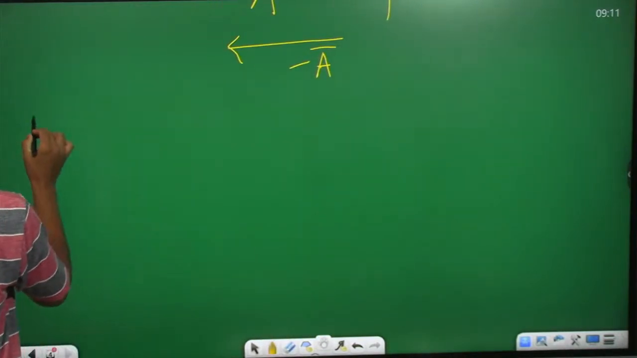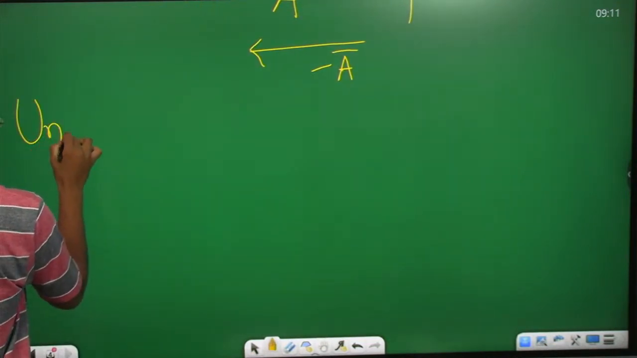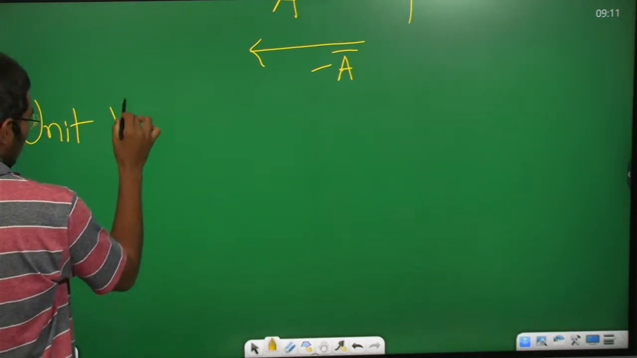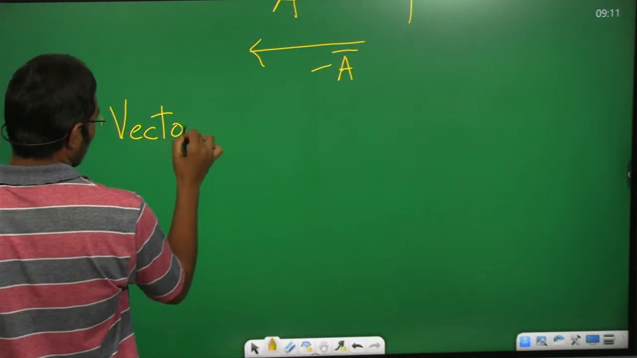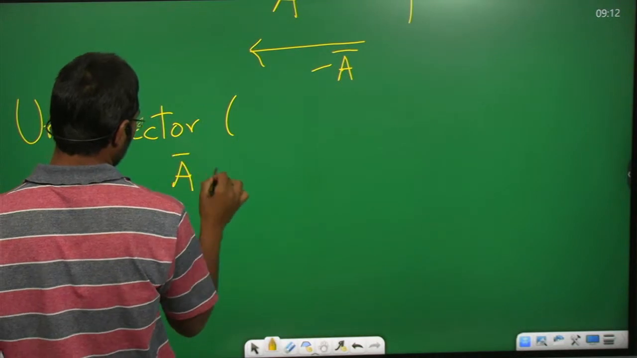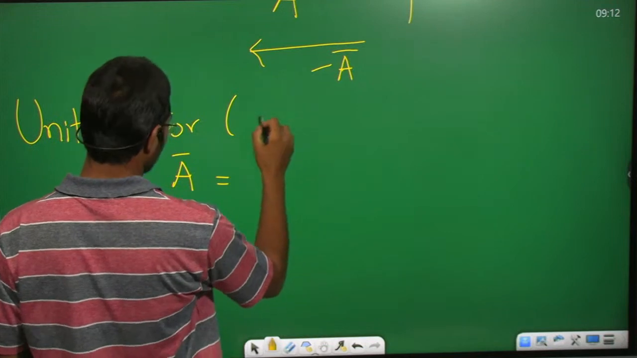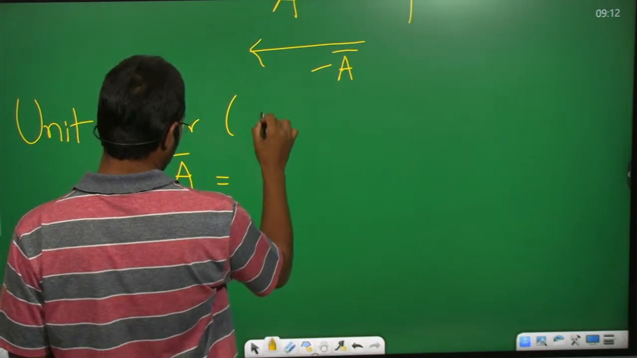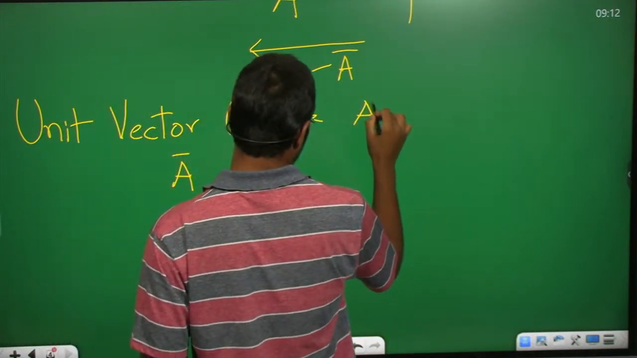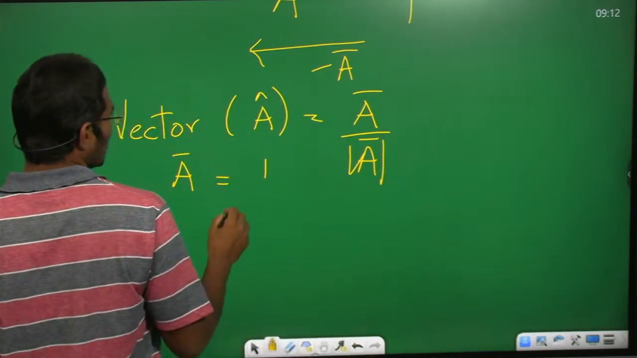So let us try to look at some basic fundamentals. Unit vector: how do you define a unit vector? Let us consider a bar is a vector. I want to write the unit vector for a bar. We represent it as a cap equals a bar by mod a bar. So the magnitude of a unit vector is always 1.